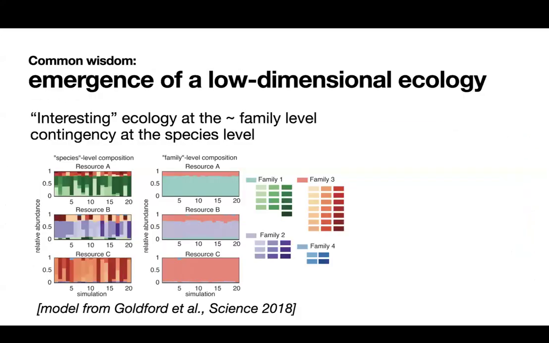And the common wisdom about the results of this experiment is that the interesting ecology occurs at the family level, meaning that at the family level you have these different alternative stable states, and within this family composition you have large variability of species composition, which is sort of uninteresting. So the signal, or the low dimensional ecology, is at the family level, while what you see at the species level is very, very contingent and not very reproducible.